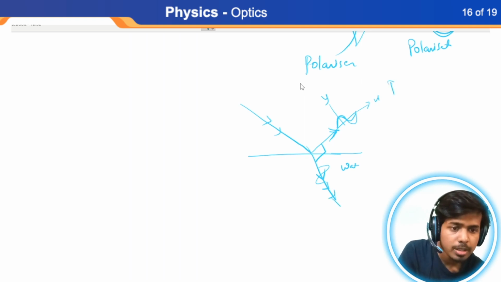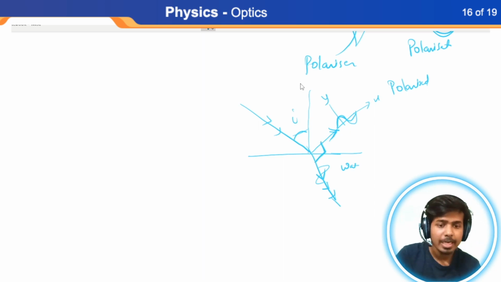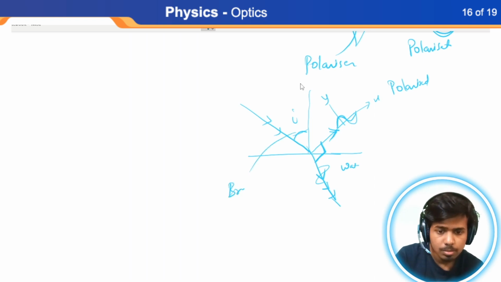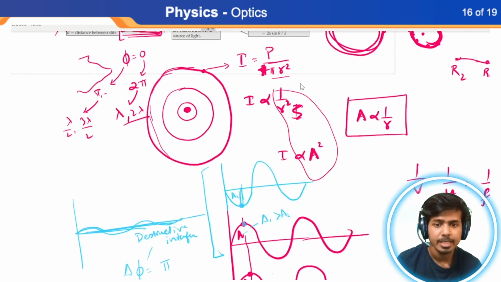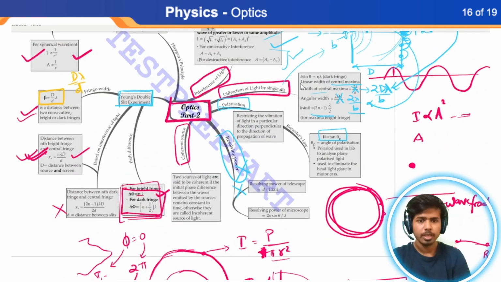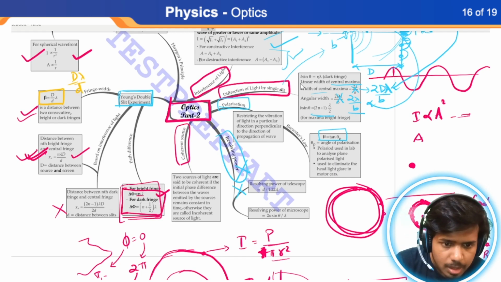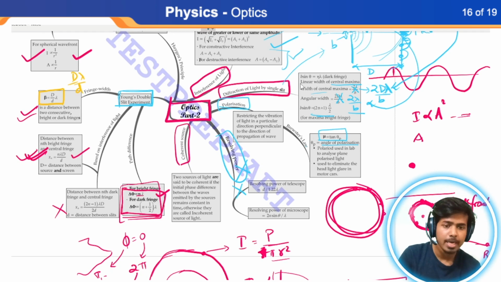Then this light will be called polarized light, and the angle of incidence i at which this happens, where the refracted and reflected rays are perpendicular to each other, is called Brewster's angle. Brewster's angle is that angle of incidence that gives you polarized light. So it is this. All right, this was Brewster's angle, the angle of polarization. You can also call it the polarization angle or Brewster's angle.